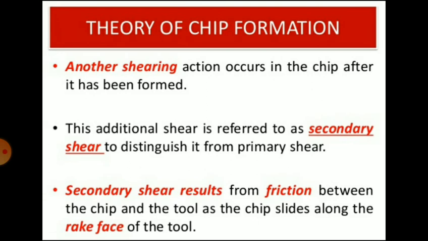So another shearing action occurs in the chip after it has been formed. This additional shear is referred to as secondary shear to distinguish it from the primary shear. Secondary shear results from friction between the chip and the tool as the chip slides along the rake face of the tool.